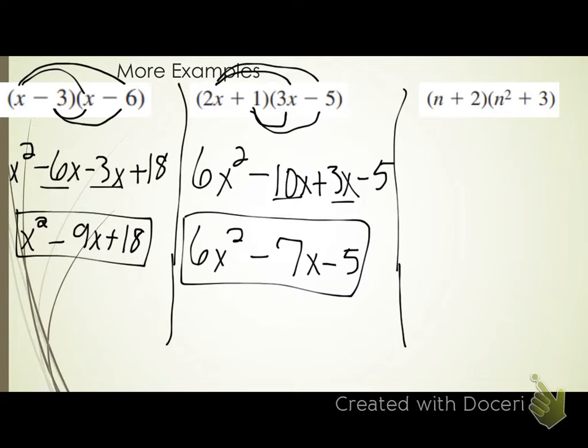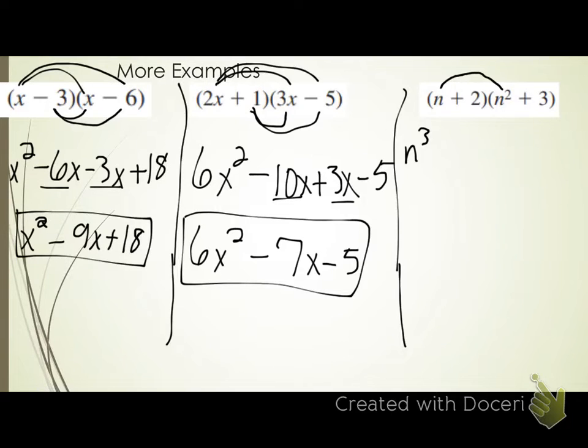Okay, next one on this slide. What are my first terms? n and n squared. So I'm doing n times n squared. What does that give me? n cubed, to the third power. Because what exponent does this n have? 2. And this one, 1. If I'm multiplying something with the same base, add the exponents. What's 1 plus 2? 3. That's how I get n cubed. We're good with that.